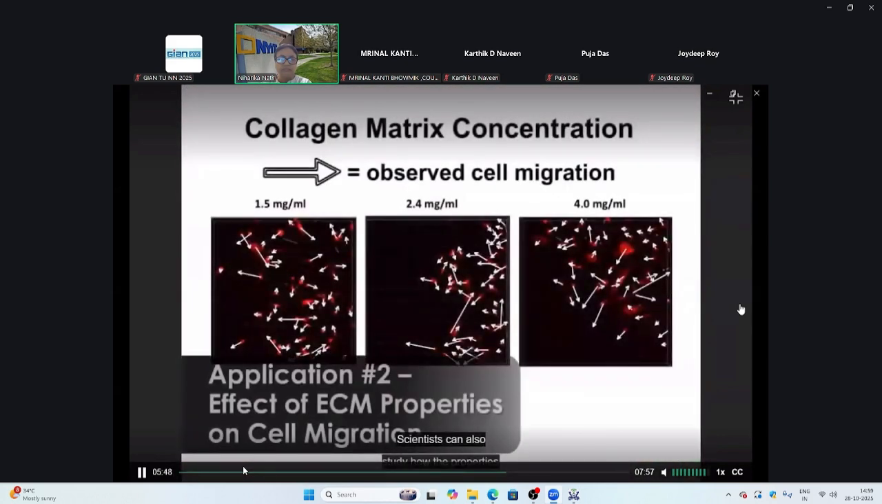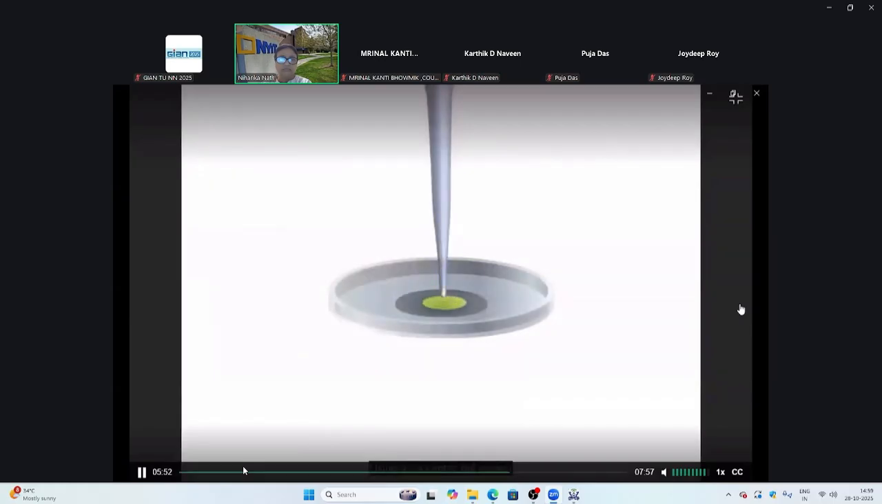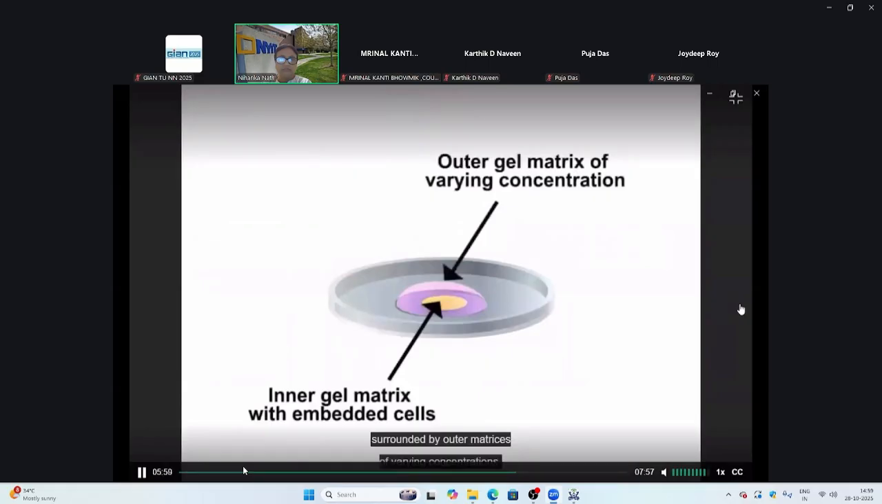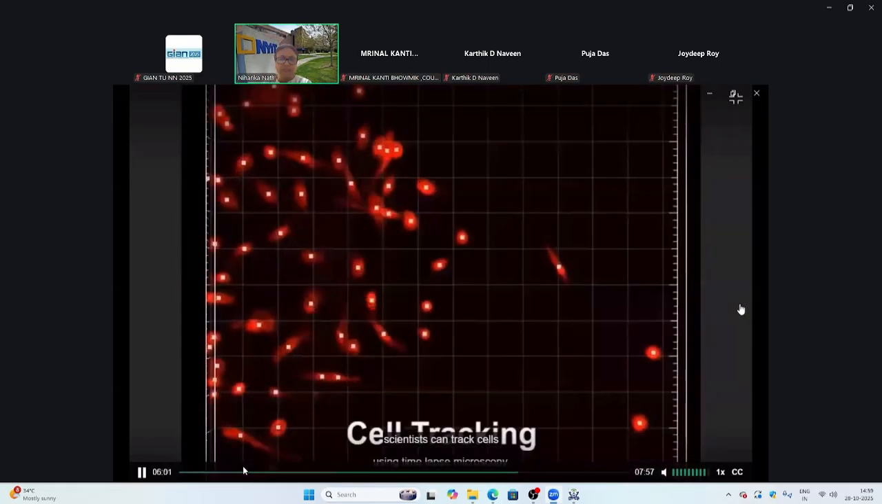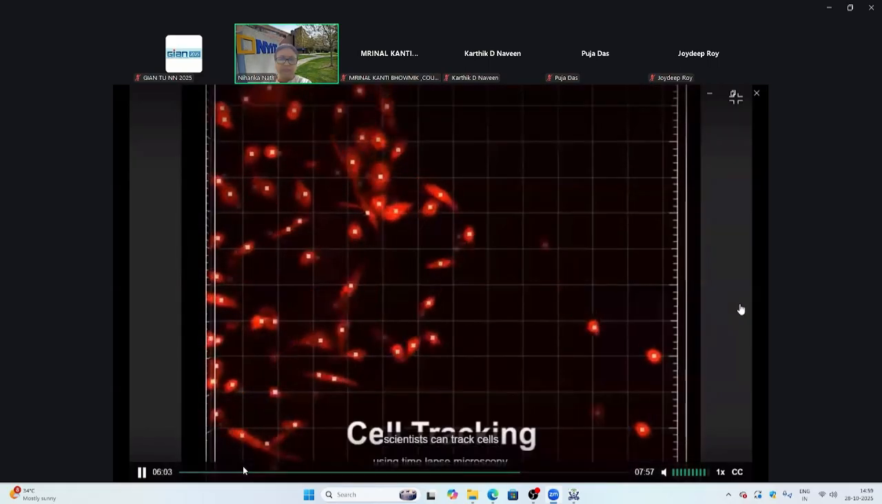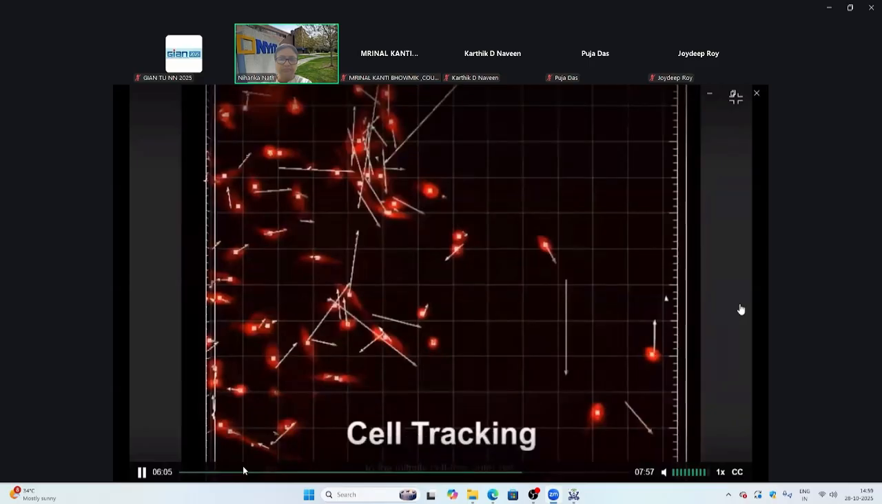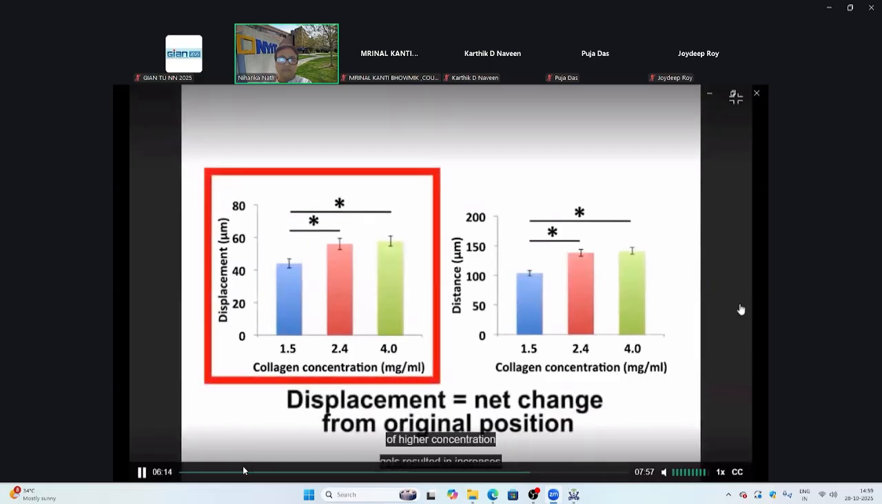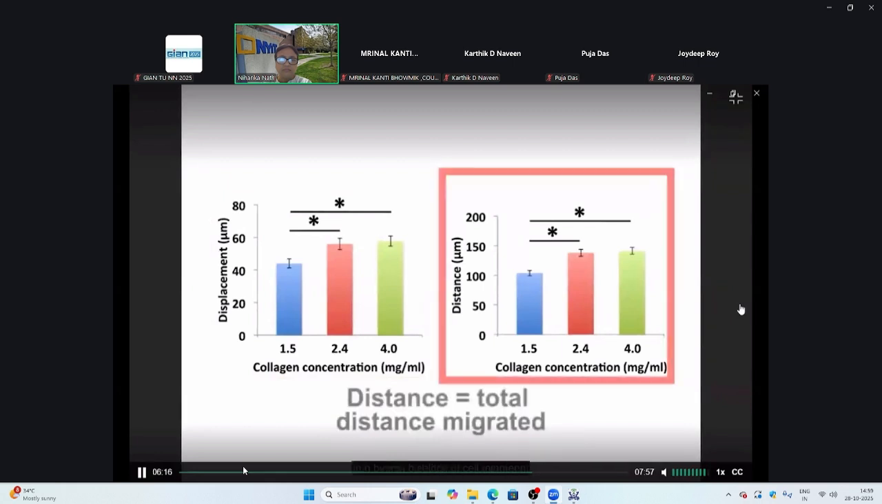Scientists can also study how the properties of the ECM affect migration. Using a concentric gel system where cells are embedded in an inner gel matrix surrounded by outer matrices of varying concentrations, scientists can track cells using time-lapse microscopy to study their migration from the inner gel to the initially cell-free outer gel. Researchers observed that the greater stiffness of higher concentration gels resulted in increases in both cell displacement and overall distance of cell migration.